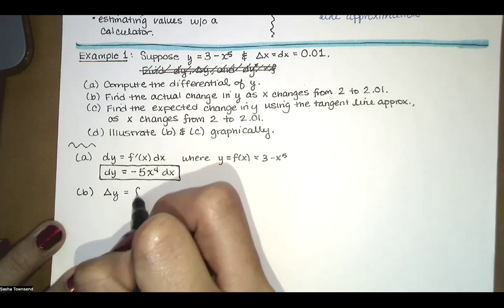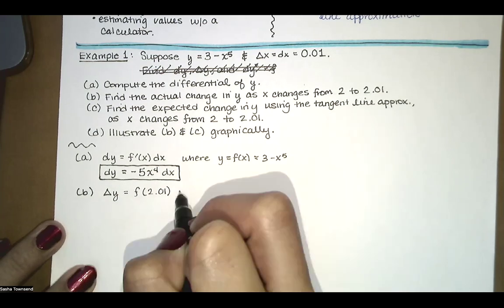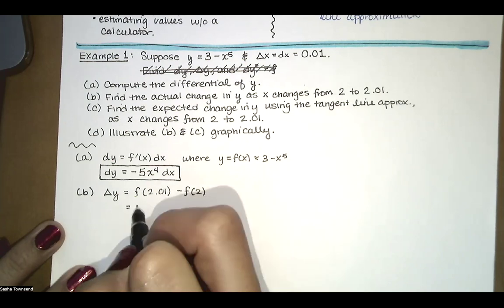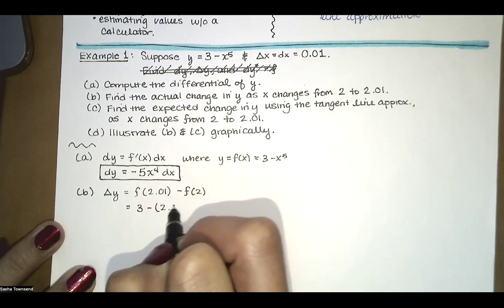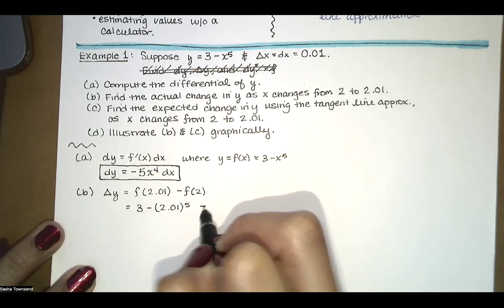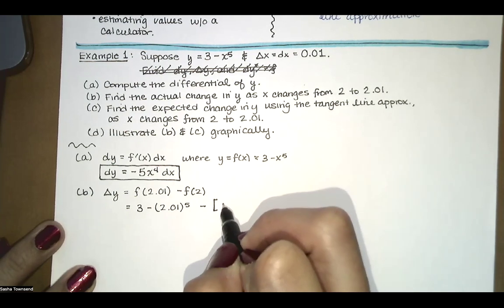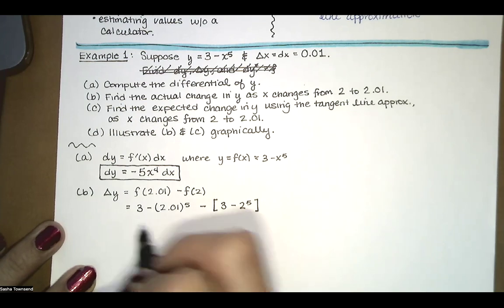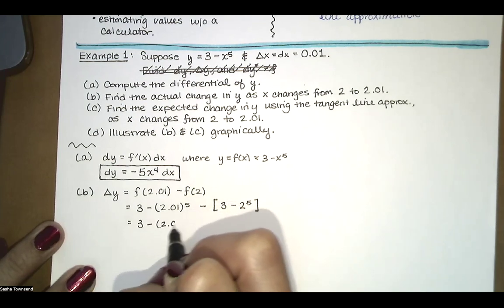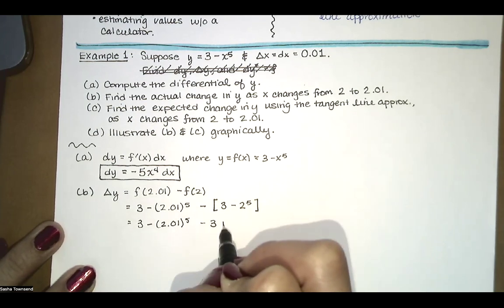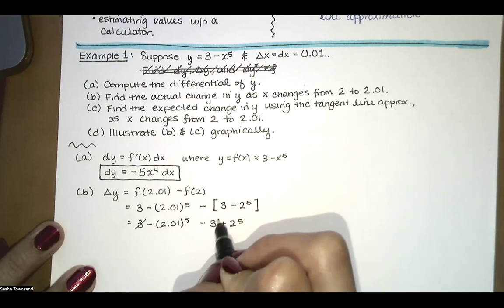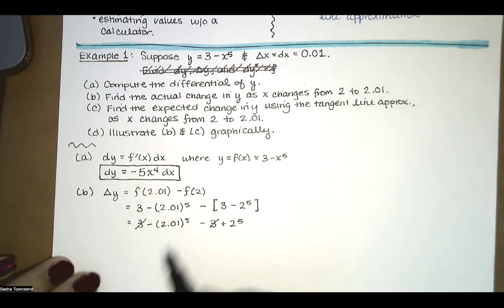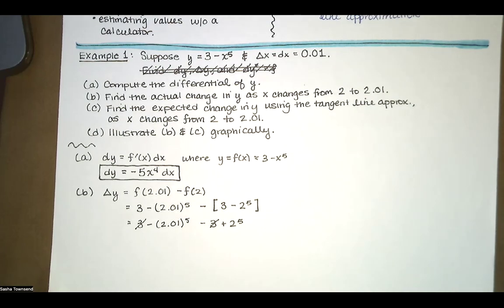That's delta y. So we're going to evaluate f at 2.01, and then we evaluate f at 2, and then we just subtract. So f evaluated at 2.01 is just 3 minus 2.01 to the fifth, and then we're subtracting f evaluated at 2, so that's 3 minus 2 to the fifth. And if we distribute that negative, the 3's reduce, and so we end up with 2 to the fifth minus 2.01 to the fifth. I actually don't know what that is without a calculator, so I'm going to use a calculator to find that.